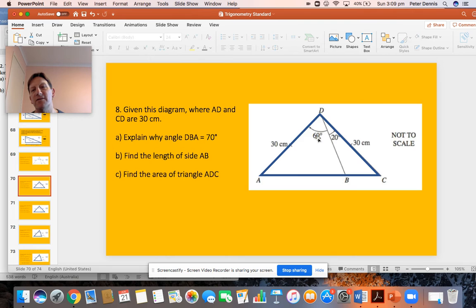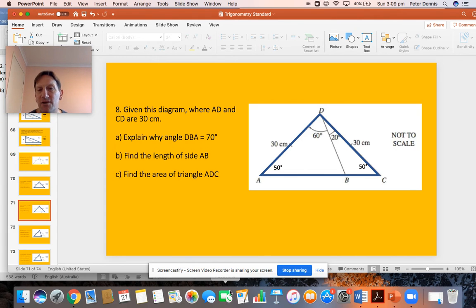The top angle is 80 degrees, 60 plus 20. So this angle and this angle, 180 minus 80 is 100. So both of these must add together to give 100, and they are equal. So they both must be 50, and that's the first question done.